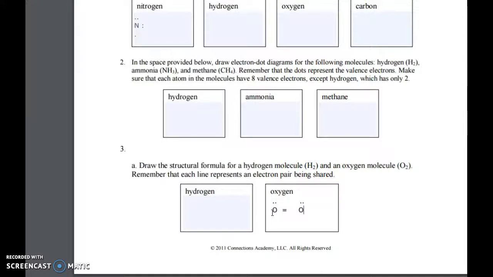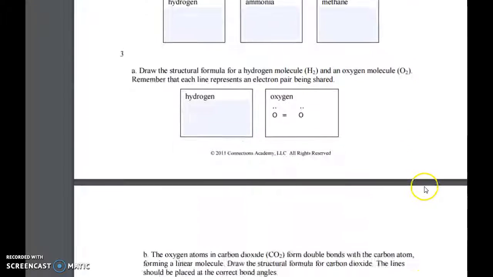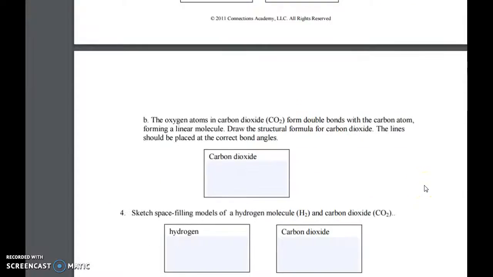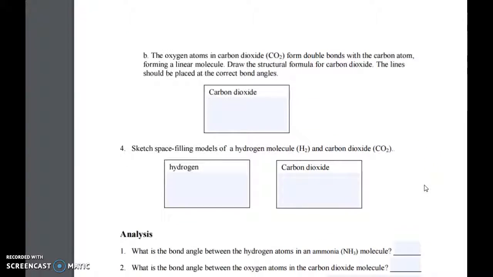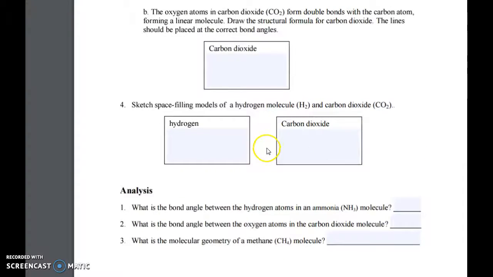Or if you want to print this thing out, guys, you can do that, and then you can actually just scan it and send it in that way. That works too. Now, when we're moving on here, you're going to do carbon dioxide, and you're going to follow this and do these space-filling molecule models of hydrogen and carbon dioxide. So these are going to be a little bit different.